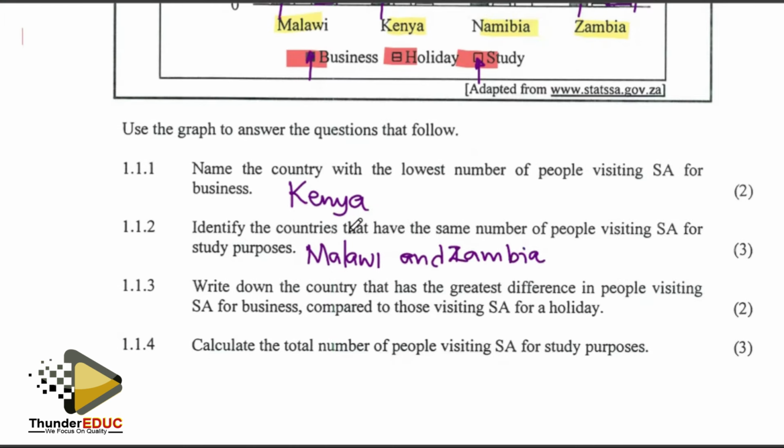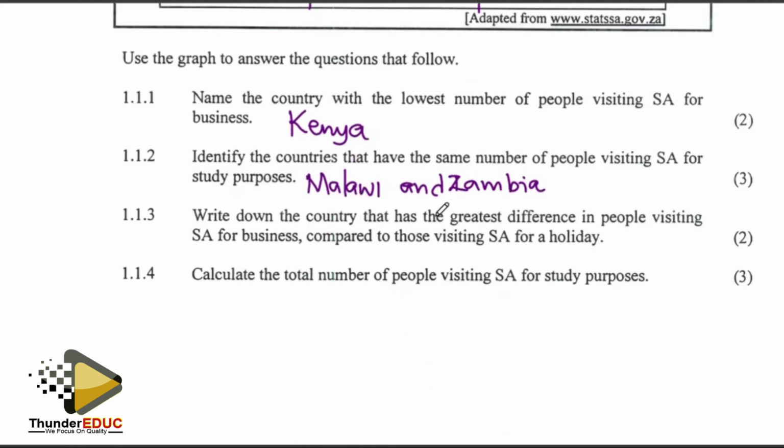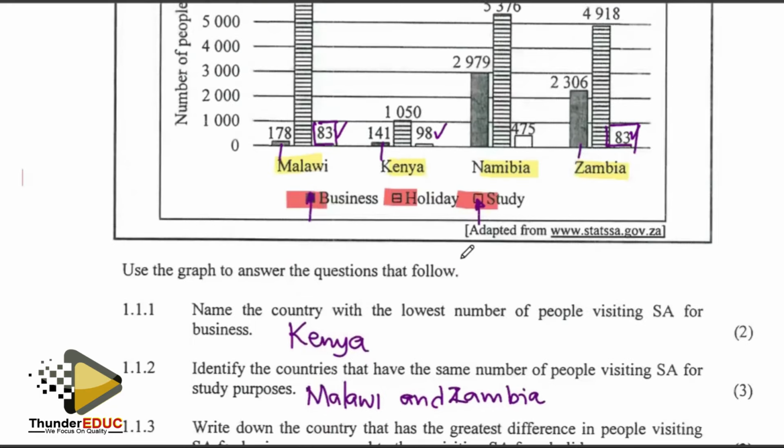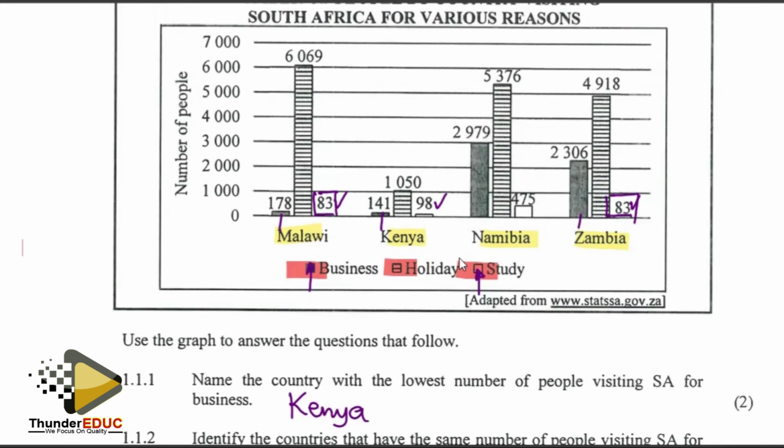All right, we go to the next question. Write down the country that has the greatest difference in people visiting South Africa for business compared to those visiting South Africa for holidays. Now, holidays are the ones with stripes. So now we're looking at the difference. Now, Namibia, the largest difference.